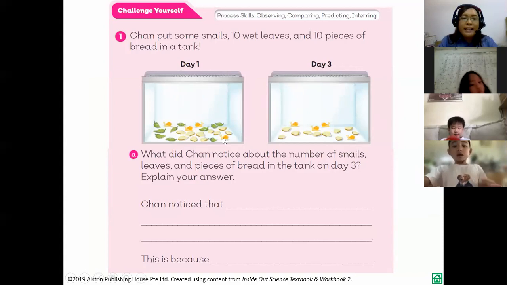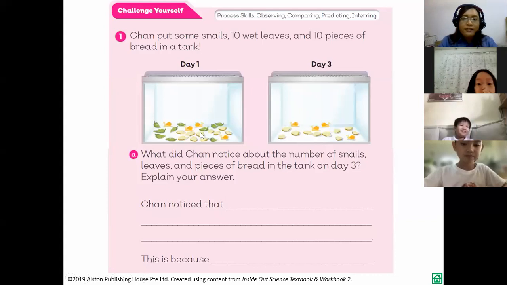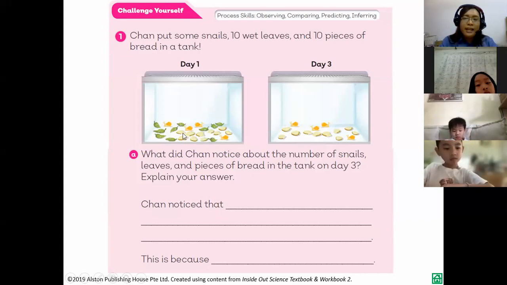So day 1, it has 4 snails. 1, 2, 3, and 4. Listen, 4 snails, and there are also 10 wet leaves. So let's count. 1, 2, 3, 4, 5, 6, 7, 8, 9, 10. There are 10 wet leaves. And there's also 10 pieces of bread. Again, day 1, 10 pieces of bread, 10 wet leaves, and 4 snails.